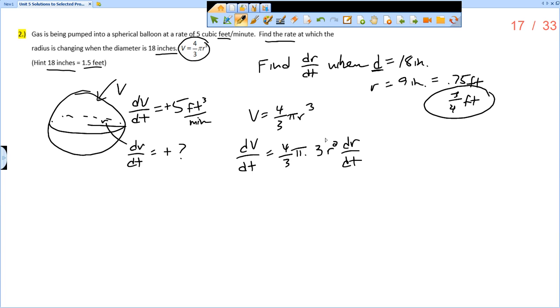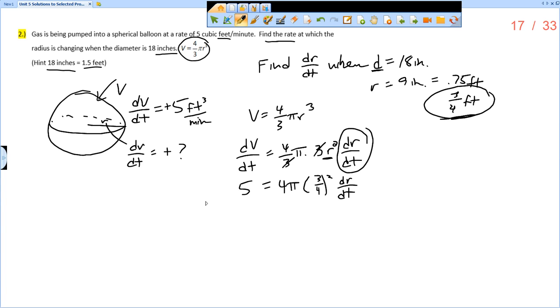So now the find statement: find dr/dt. All right, so that's obviously what we want to know. In order to find dr/dt, I'm going to have to know r, which I do, and I'm going to have to know dV/dt, which I do. I was given that. So I plug in 5 for dV/dt. I have 4/3 pi, pi times 3, so the 3's can reduce. So I just have 4 pi times r, which is 3/4 squared, times dr/dt.